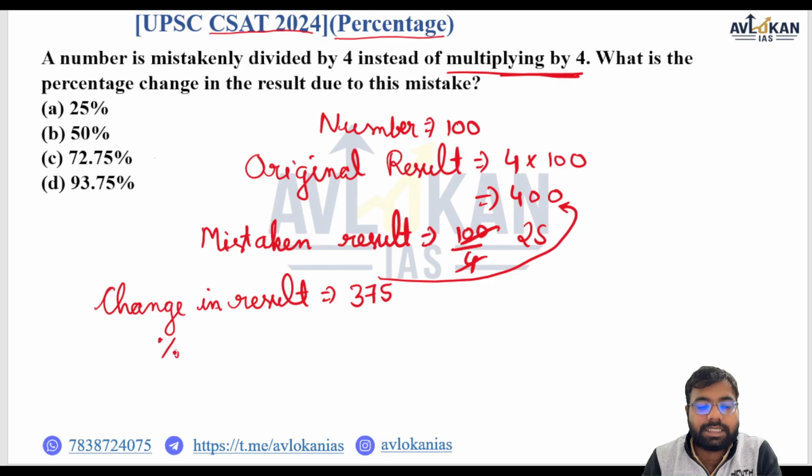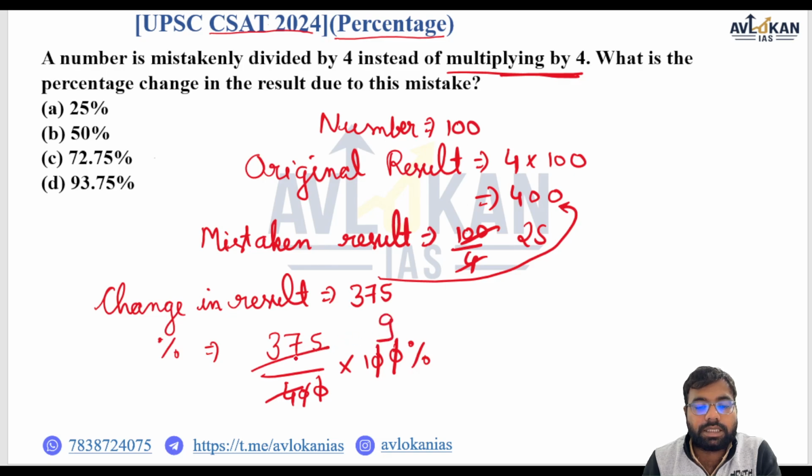So the percentage change in result is 375 upon 400 into 100%. 4 9 ja 36, 15, 4 3 ja 12, 30, 4 7 ja 28, 20, 4 5 ja 20. So 93.75% is my answer.